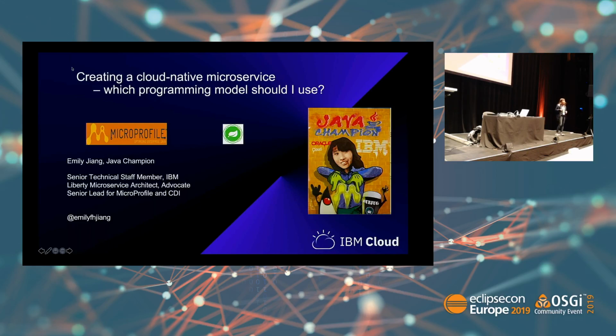So I am Emily Jiang. I'm a Java Champion. I work for IBM. I'm a senior technical staff member. I work on MicroProfile and Liberty. Who knows MicroProfile? Okay, brilliant.